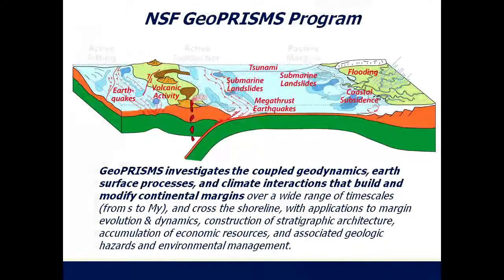And if you were at an earlier talk, you've seen this slide, but Geo Prisms is a program that investigates the coupled geodynamics, Earth surface processes, and climate interactions that build and modify continental margins. The key reason the National Science Foundation funds the Geo Prisms program and the program before it called Margins is that within the bureaucracy of NSF, there's really no clear place to go to get money to study processes that occur both onshore and offshore, so systems that cross the shoreline.